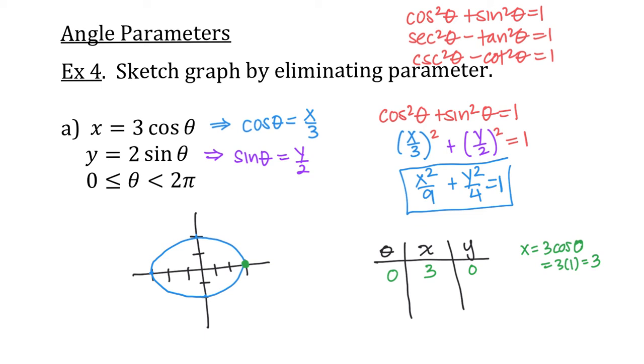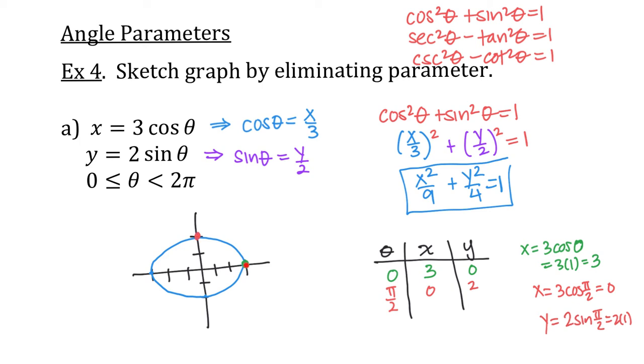Now I want to pick another easy point. So probably I'm going to plug in pi over 2. I'm trying to see what happens as I go towards 2 pi. Now if I plug in pi over 2, if I do 3 cosine pi over 2, the cosine of pi over 2 is 0, so that's going to be a 0. But I don't know if it's 0, 2 or 0, negative 2. So I need to figure out the y value. What is it? 2 sine pi over 2. The sine of pi over 2 is 1, so 2 times 1 is 2. So the next point this goes to is 0, 2.